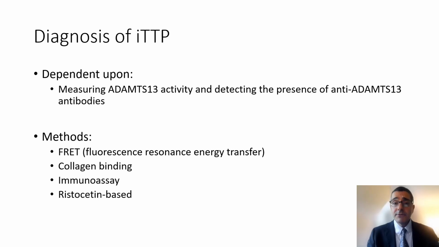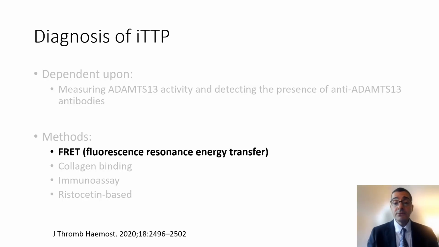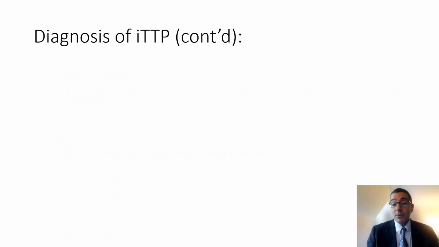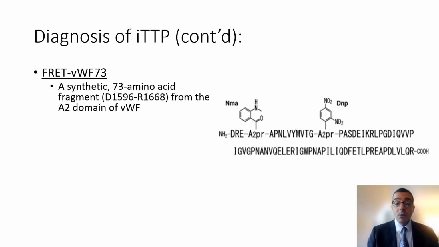There are a number of different assays that are being used in order to detect whether there is an absence of ADAMTS13 activity. The most popular one now is fluorescence resonance energy transfer. And this is what we do. So this FRET-VWF73, what it is, is a 73 amino acid piece of von Willebrand factor. So it's just a little nugget of it.